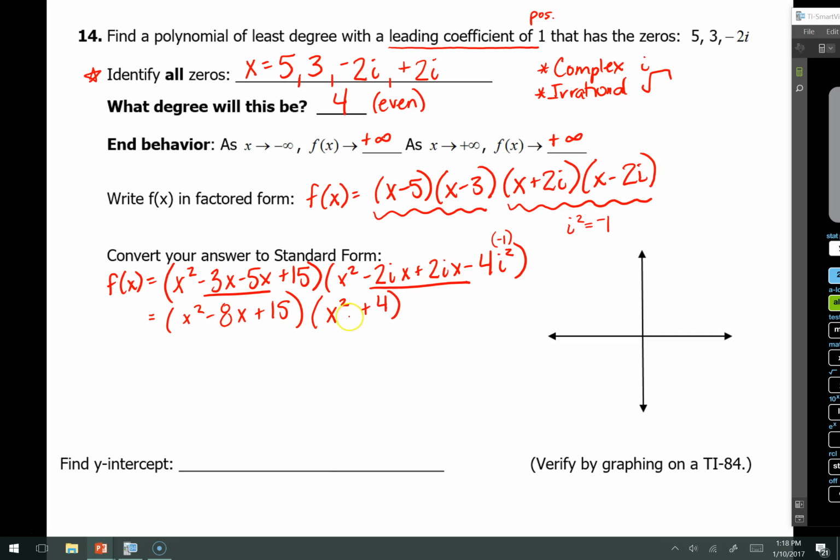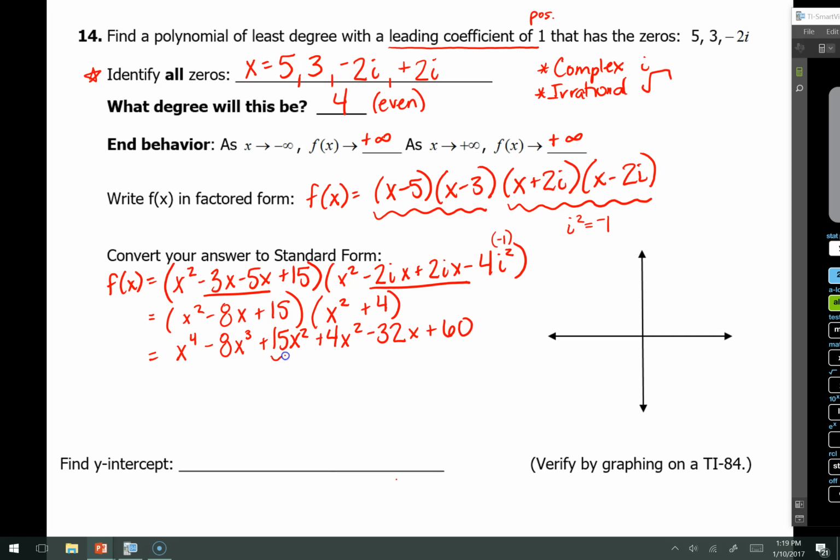Okay, so now I'm ready to do some distributing again. We're doing that distributing on steroids thing where we do lots of distributing, more than just FOILing. So we've got x squared times x squared, that's x to the 4th, x squared times negative 8x, so that's negative 8x to the 3rd, x squared times 15, so that's 15x squared. When I distribute the 4, 4 times x squared is positive 4x squared. 4 times negative 8x is negative 32x, and 15 times 4 is positive 60.